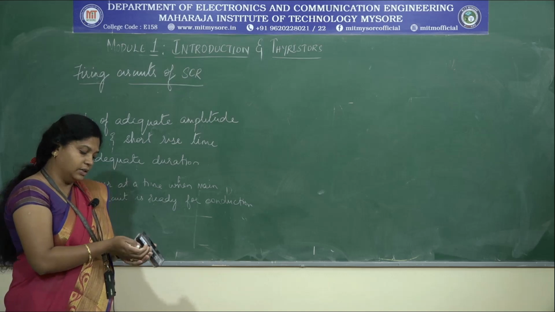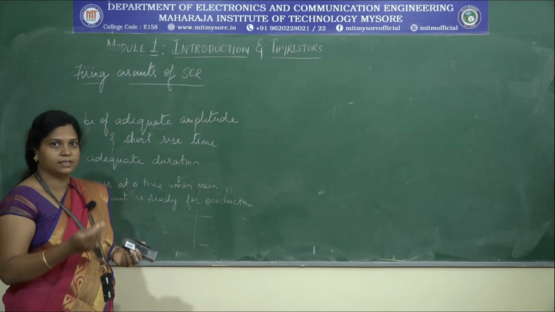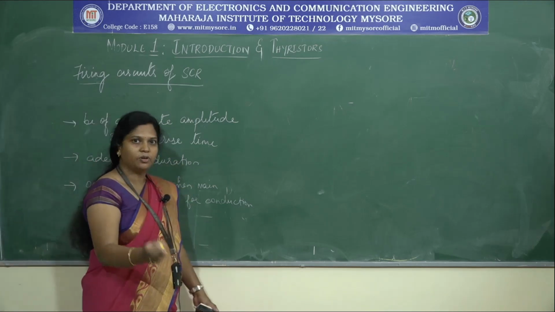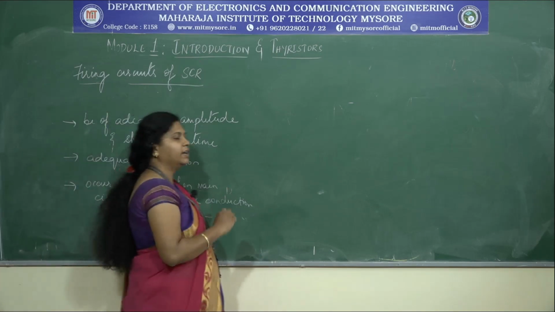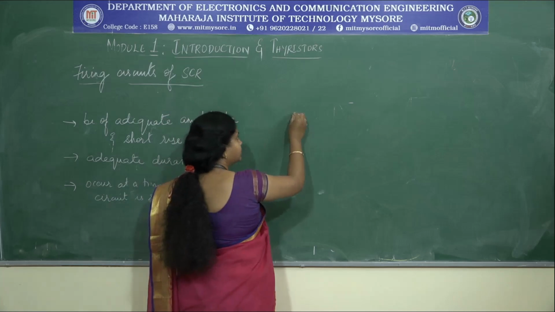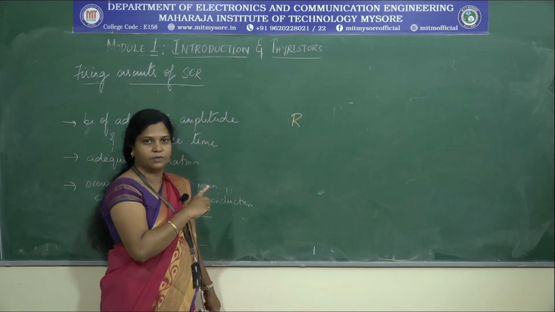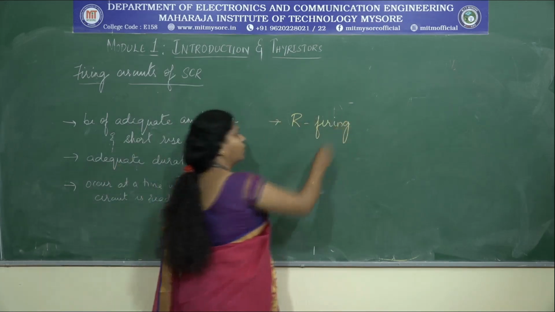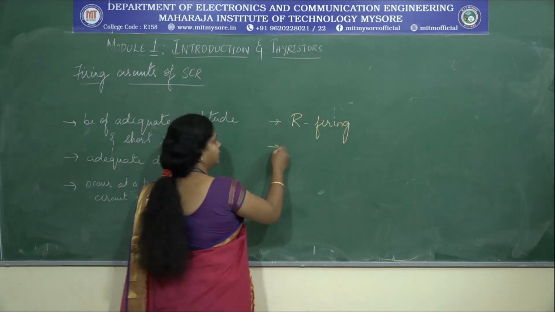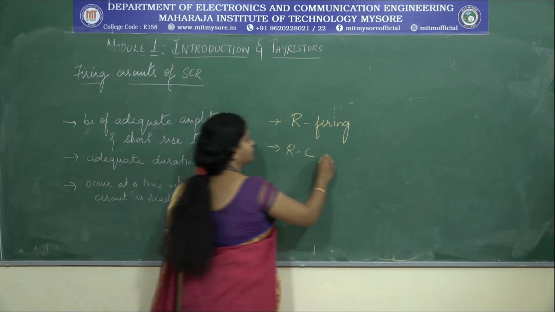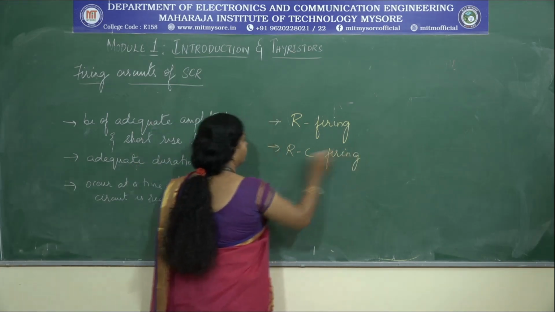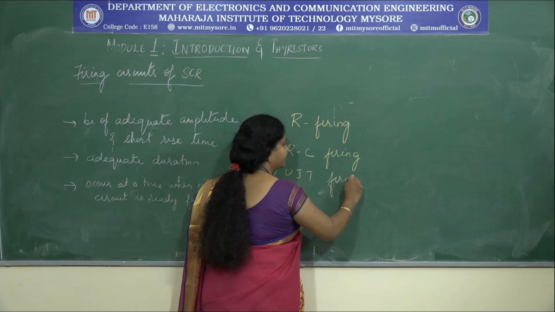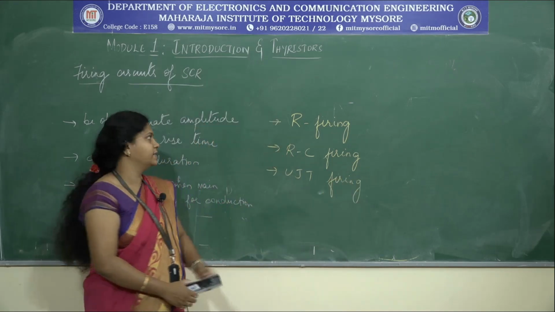Now, depending on the main type of elements we are going to use in the circuit, we have different types of firing circuits. We have many more types, but for the syllabus we have to study three different types of turning on methods, depending on the types of firing elements we are using in a circuit. First type is the R firing circuit or resistance firing circuit. Second is the resistance capacitance firing circuit, and third is the UJT firing circuit.